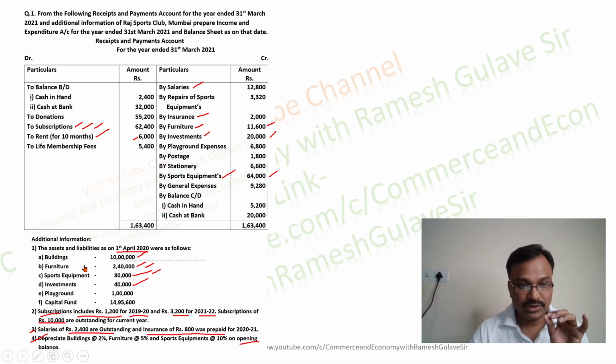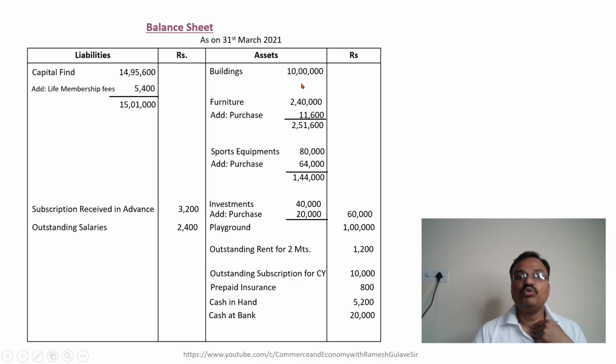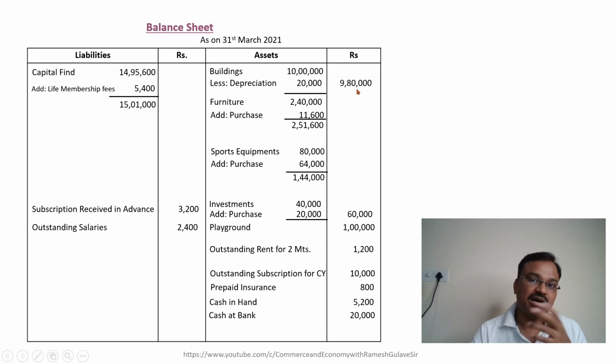So we are going to depreciate building on this 10 lakh. So 2% on 10 lakh. Then furniture at 5%, it means 5% of 2 lakh 40,000, and 10% of sports equipment means 10% of 80,000, right? So here we have to depreciate building at 2%. So 2% of 10 lakh is 20,000. So building 10 lakh minus 20,000, in the outer column 9 lakh 80,000.